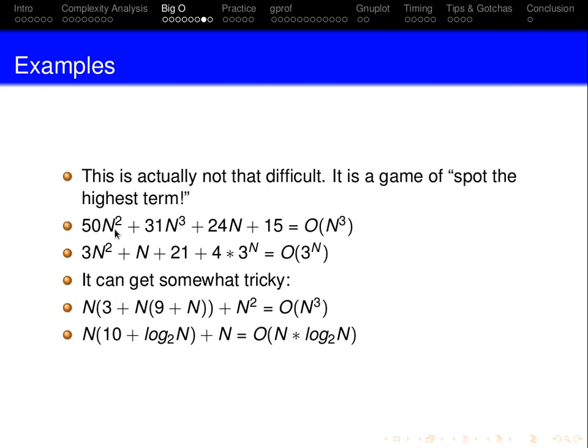Here are some good examples. 50 times n squared plus 31 n cubed plus 24 n plus 15 is just O of n cubed. Hey, look, we just took this n cubed and put it over there. Yeah, it's the game of spot the highest term. 3 to the n, oh, it's that guy. This can be tricky. Why is this bottom one n cubed? Remember to multiply it out first. You've got to multiply it out and get to the terms. Second one's n log n, because n times n log n is slower than 10n for large n.